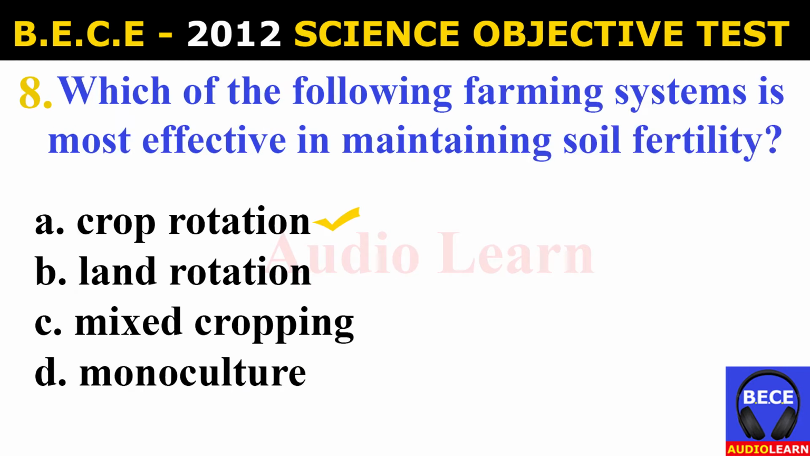Number 8. Which of the following farming systems is most effective in maintaining soil fertility? A, crop rotation, B, land rotation, C, mixed cropping, D, monoculture. And the answer is A, crop rotation. Which of the following farming systems is most effective in maintaining soil fertility? And the answer is crop rotation.